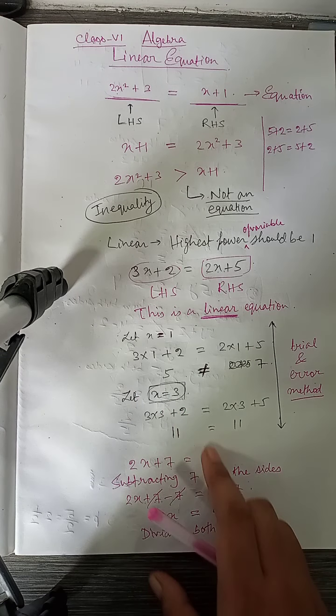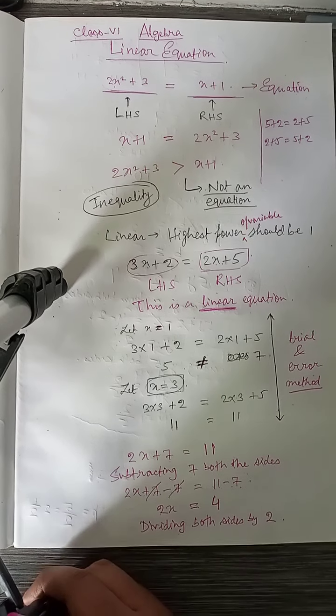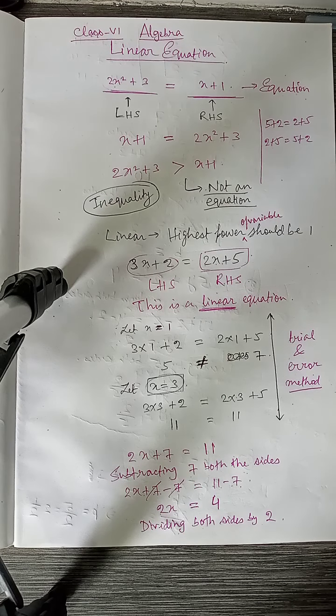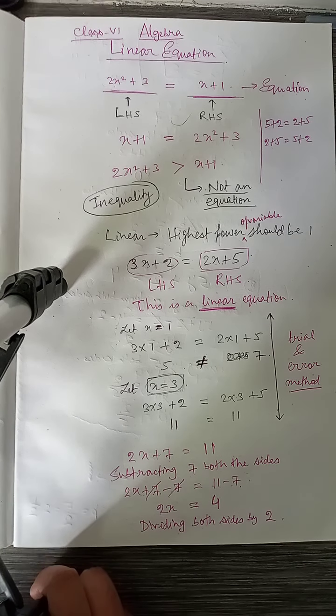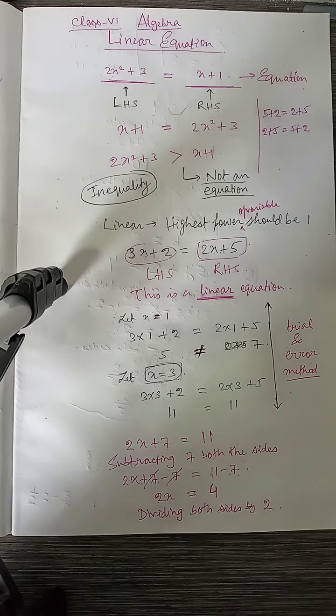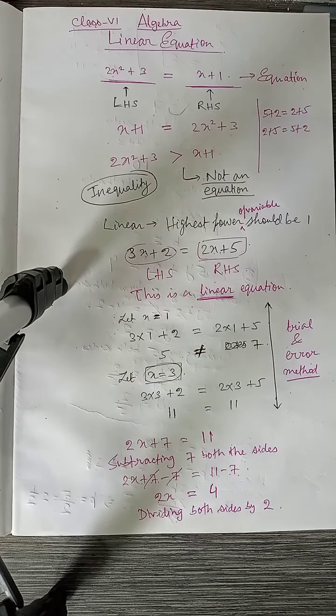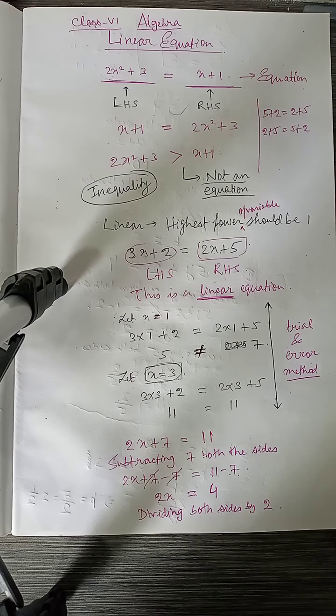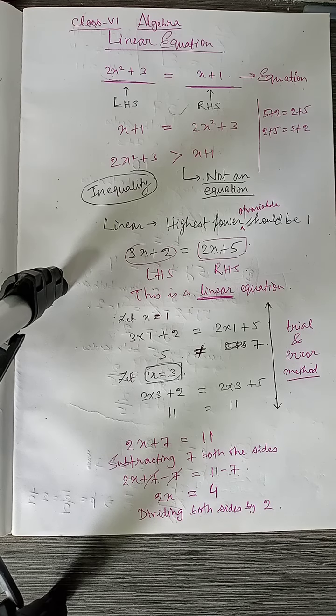But it is a long process, so you don't use this process to find the values of x. There are some rules using which we can solve the linear equation and find the value of x. If you add some number on the left hand side of the equation, you have to add the same number on the right hand side. If we subtract some number on the left hand side, we have to subtract the same number on the right hand side. If you multiply something on the left hand side, you have to multiply the same number on the right hand side. And if you divide something on the left hand side, you have to divide by the same number on the right hand side.